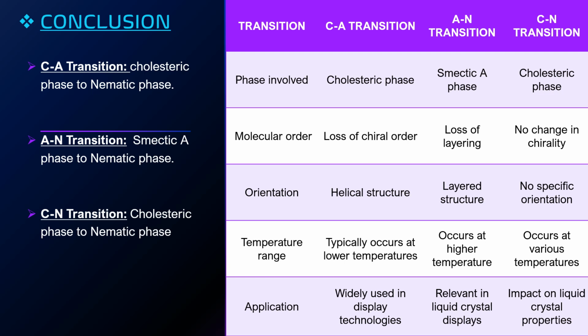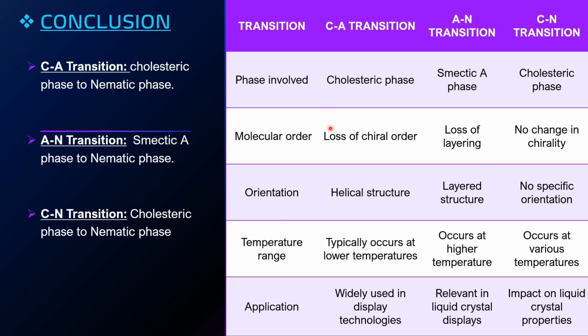So now we will conclude this session. Here is what we learned in this session: the CA transition, AN transition and CN transition. What is the CA transition? It refers to the cholesteric phase to the nematic phase. It is characterized by the loss of chiral order. You can see here the loss of chiral order, that is molecular order. Here the comparison covers five aspects: phase involved, molecular order, orientation, temperature range and applications. We learned these in this session.